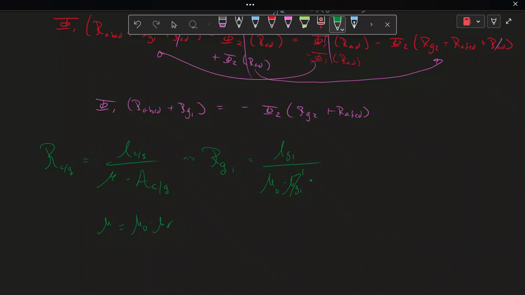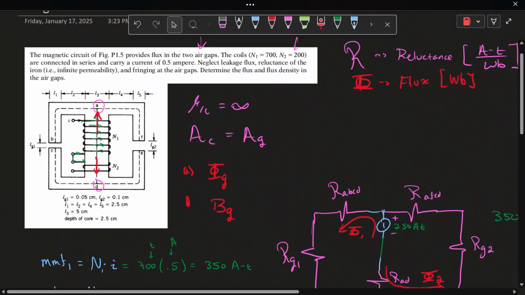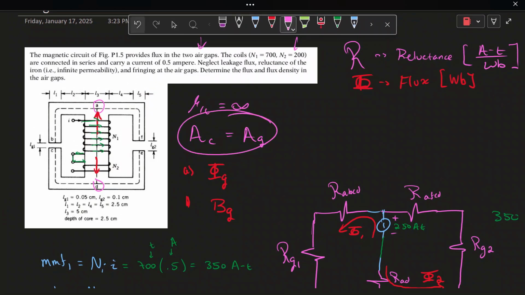Well, what did we have at the beginning? Well, we noticed that because we have no fringing at the air gaps, that means the cross-sectional area of the core is equal to the cross-sectional area of the air gap. So what do we have then? Well, that means the cross-sectional area of the core we can solve for very easily. We can see that if we take a cross-section of this square, I'm assuming it's a square, but we have the lengths here.